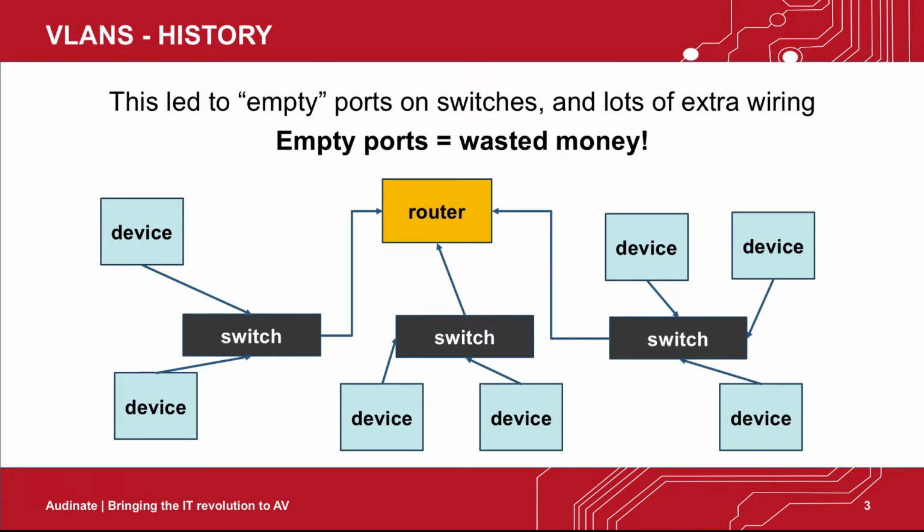What we ended up with were lots of switches with lots of empty ports, and nobody likes empty ports because it generally means wasted cash. So, creating separate physical LANs using multiple switches was not the best solution. So, how can we do this more efficiently?